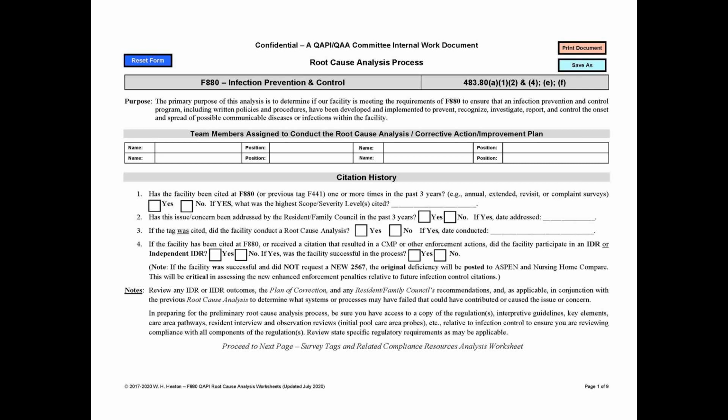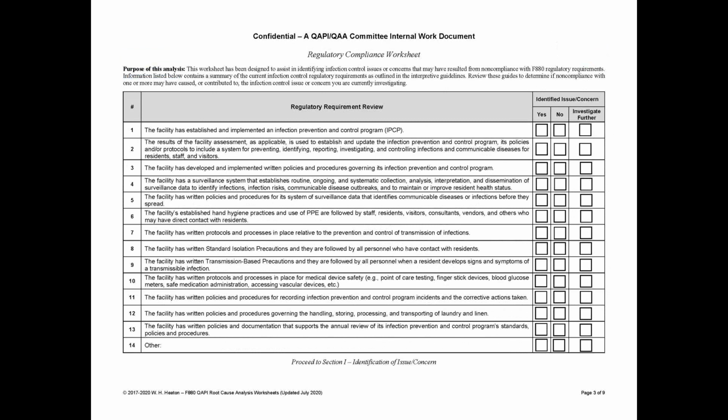The next page we want to show you. Now, this is a 9-page form, but I just wanted to show you this particular page. This is the worksheet when you're doing a root cause analysis for tag 880. There in the root cause analysis guidelines, it talks about looking at the components of the regulation. And if you noticed, there are 13 different components of tag 880.